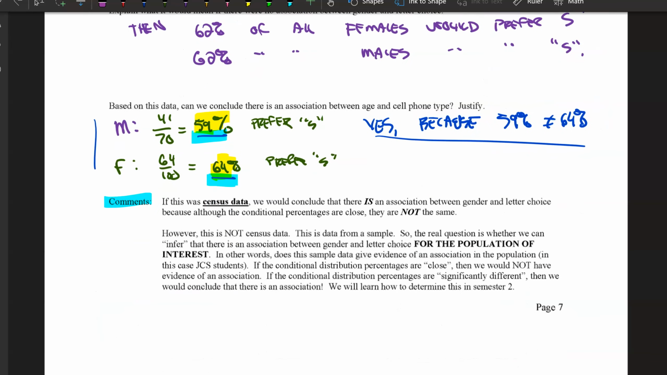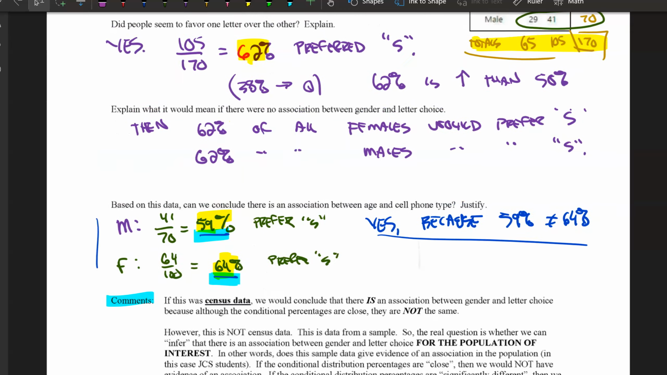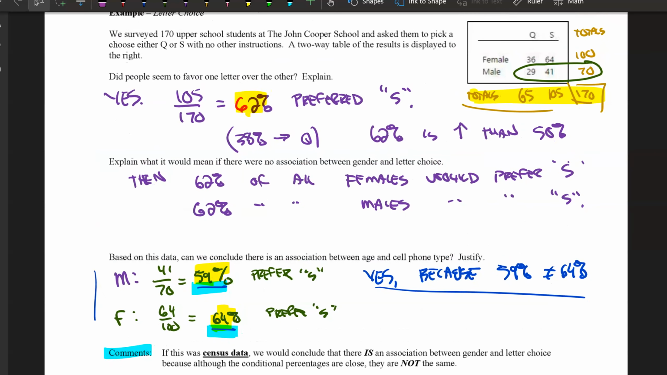But if this is not census data, if this is data from a sample, the real question we want to ask is, instead of reading this, I'm going to try to explain it. If this is a sample, then my real question is, is there a relationship between gender and letter choice in the population of interest? Now, I collect a sample and I use these values to make inferences or conclusions about the greater population.